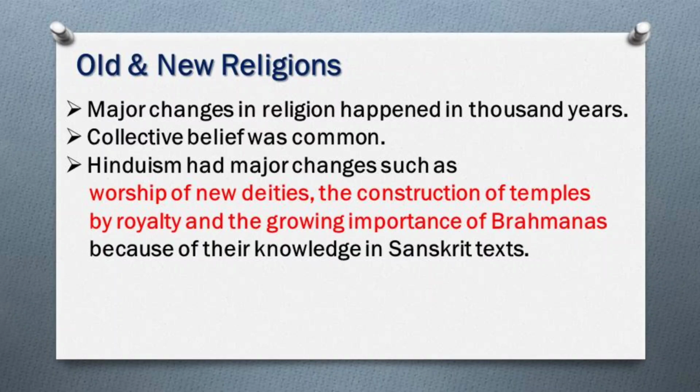And the religion Hinduism had many changes. Some major changes happened during that span of 1000 years. Those changes include worship of new deities or new gods, the construction of temples by royalty or by kings, and the growing importance of Brahmanas because of their knowledge of Sanskrit texts. During that time, the Brahmanas were widely accepted because they had knowledge of Sanskrit texts.